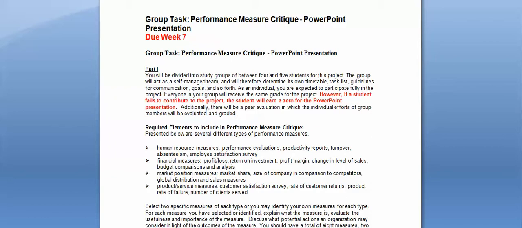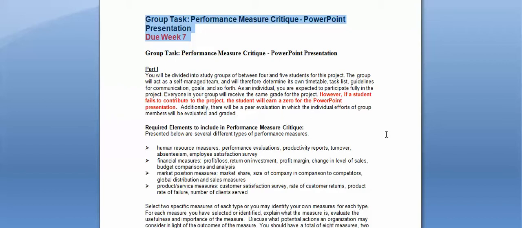If you go to your syllabus, I believe it's in the project area, you'll find an assignment that is due in week 7, and it is called the group task, performance measure critique, and it's going to be a PowerPoint presentation. So I want to spend some time talking about the PowerPoint presentation and what the expectation is.